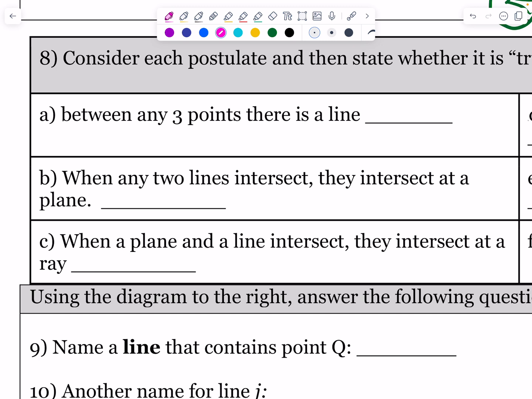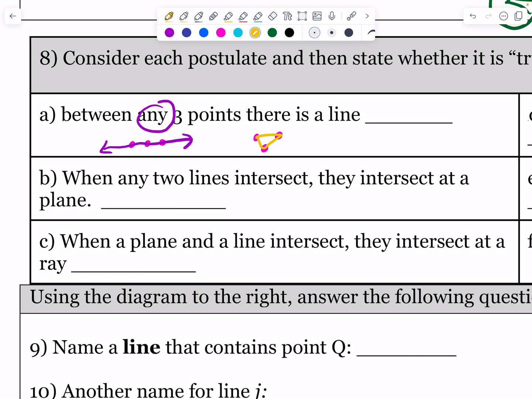So between any 3 points, there's a line. So it says any 3 points. So if they're in a straight path, then of course there exists a line through those. But it says any and not in a line. And so what if we had 3 that weren't in a line? So let's connect them. Does this connect as a line? No, that makes a triangle.